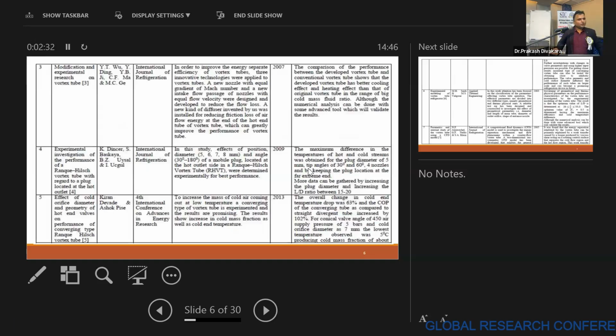Some authors have done a significantly good amount of work, like Yu and others. They have modified this vortex tube. They have used equal gradient Mach number and other parameters. They have used different nozzles, and they have seen that there is an increase in the performance of the vortex tube.